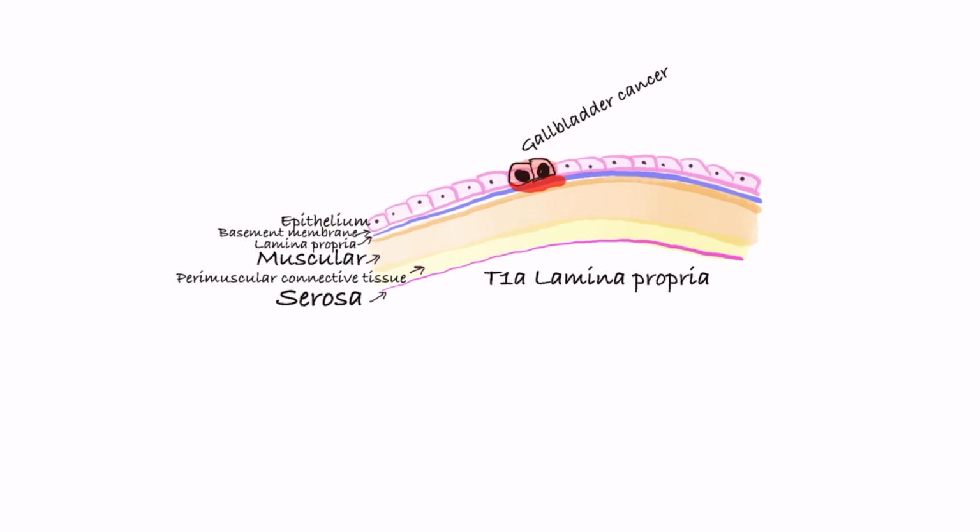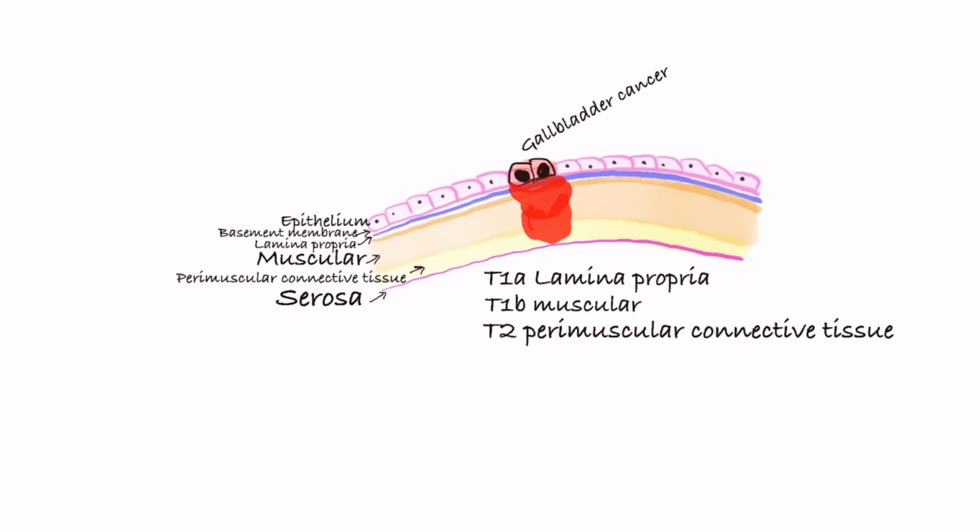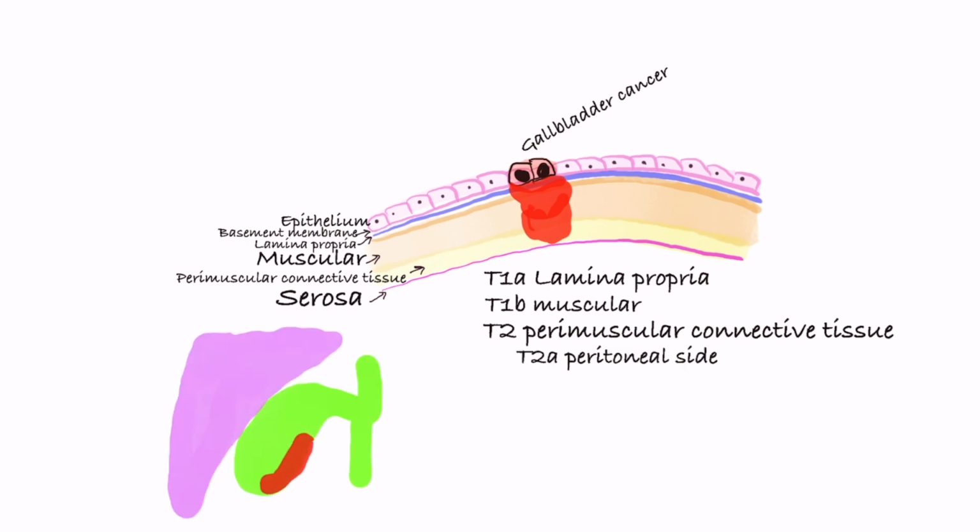Looking at TNM staging, T1a is involvement of lamina propria. After lamina comes the muscular layer, T1b, then comes perimuscular connective tissue, T2. It has been observed in studies that T2 disease on the hepatic side has poorer prognosis than disease on the peritoneal side. The reason could be absence of serosa on the liver side, early involvement of liver, and direct drainage of cholecystic veins on the hepatic side directly into the liver. So T2a is tumor on the peritoneal side and T2b is tumor on the hepatic side without liver invasion.